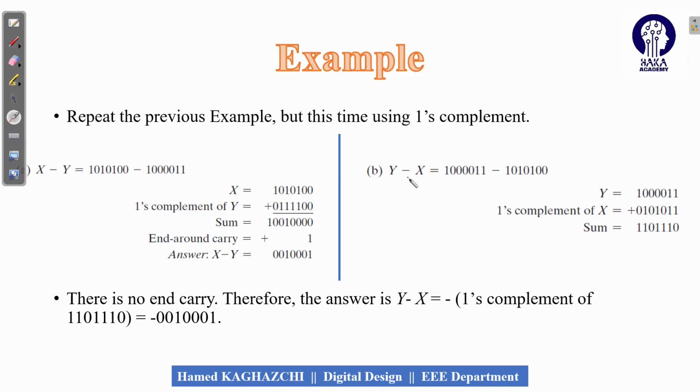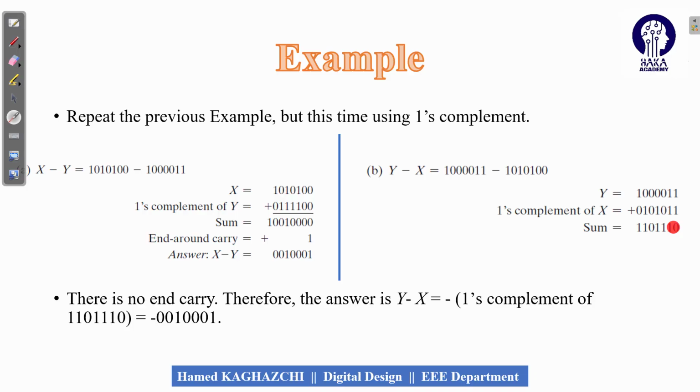Now in the case of y minus x, I have to take the first complement of x. The first complement of x is 1, 1, 0, 1, 0, 1, 0. Look at here, this is x. Add these two numbers together, and I get this one. You can see that here I don't have a carry.